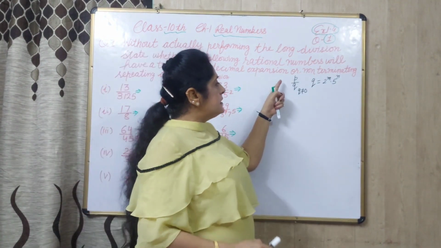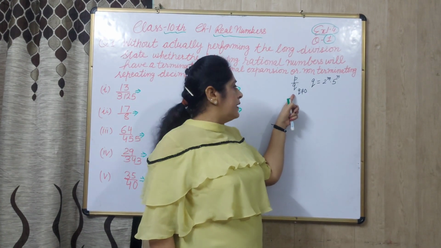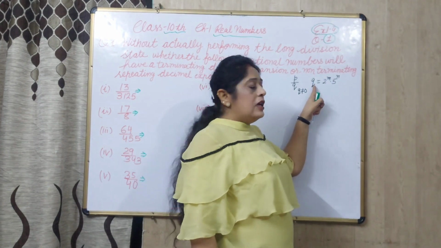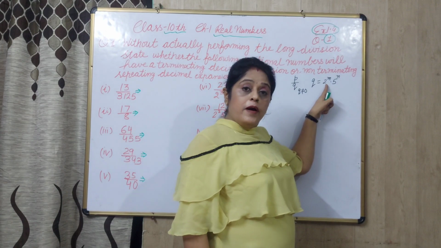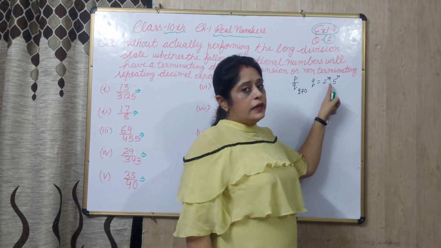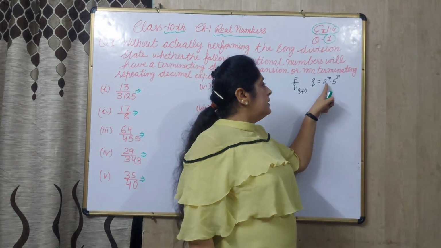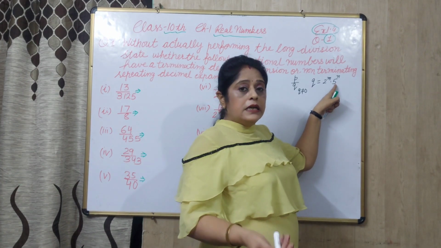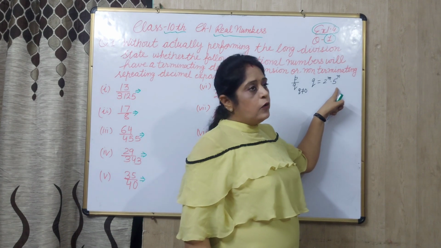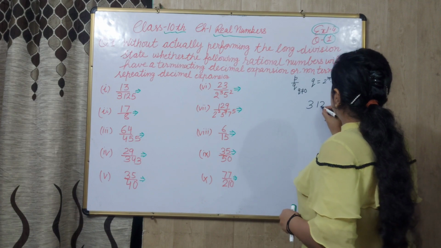First of all, we have to consider that P and Q should be co-prime. They should not have a common factor and Q should not be 0. And one important thing, Q should be in the form of 2 power m, 5 power n, or both 2 and 5. Then it is terminating. If in the factors, any other number is coming like 3 and 7, then it is non-terminating and non-repeating.